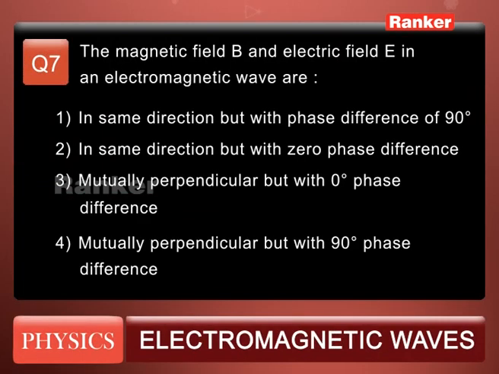Question number 7. The magnetic field B and electric field E in an electromagnetic wave are? The first option, in the same direction but with a phase difference of 90 degrees. Second option, in the same direction but with zero phase difference. Third, mutually perpendicular but with zero phase difference. And the fourth, mutually perpendicular but with a 90 degree phase difference.